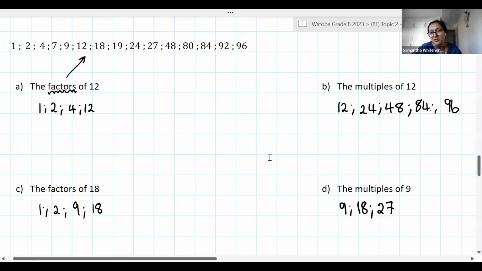Okay, Siyabonga, do you agree those are the only multiples that we have of 9? Yes. Excellent, well done.